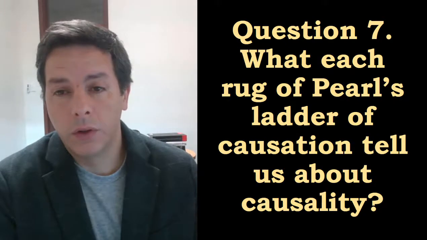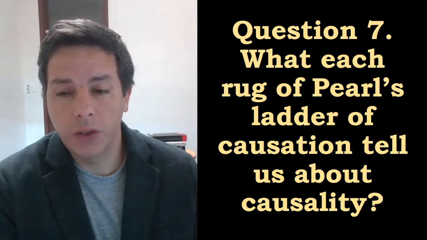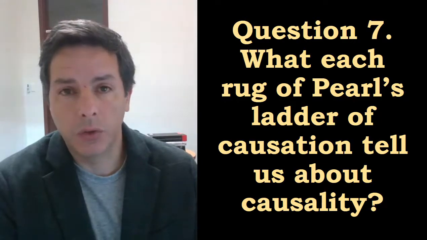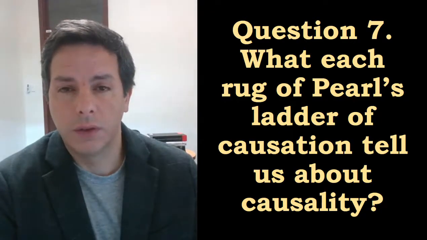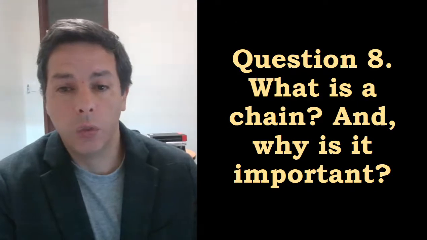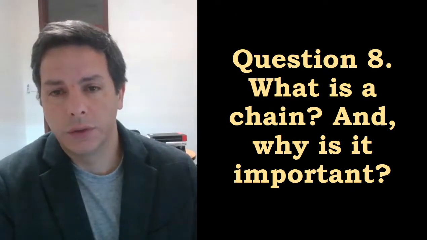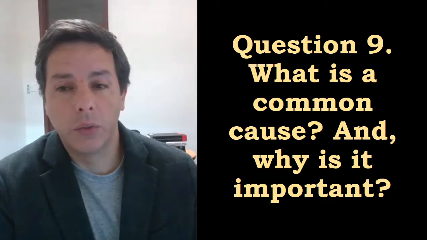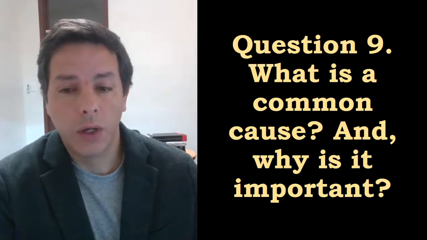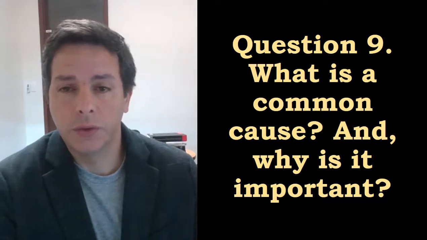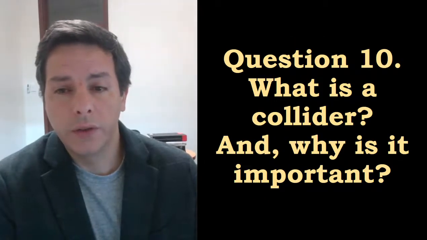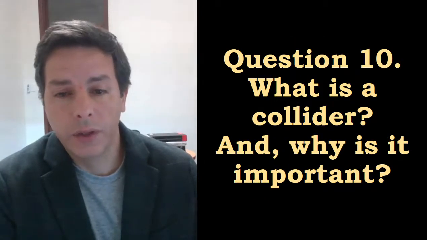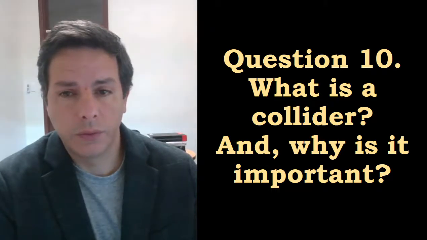Question 7. What does each rung of Pearl's ladder of causation tell us about causality? Question 8. What is a chain and why is it important? Question 9. What is a common cause and why is it important? Question 10. What is a collider and why is it important?